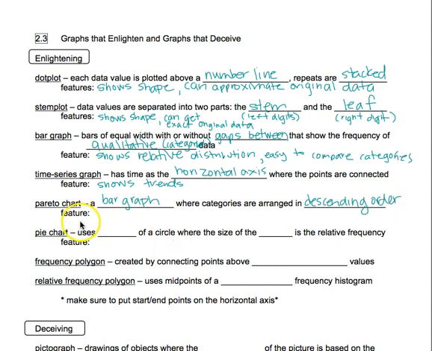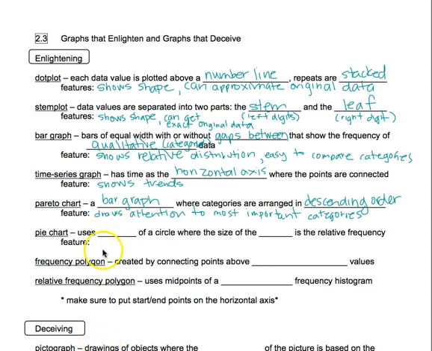So a Pareto chart, because it's a type of bar graph, has all of the same features as a bar graph. However, the main thing that sets a Pareto chart apart is that it draws attention to the most important categories. Sometimes the most important are the highest, sometimes the lowest, but those become very obvious when we're dealing with a Pareto chart.